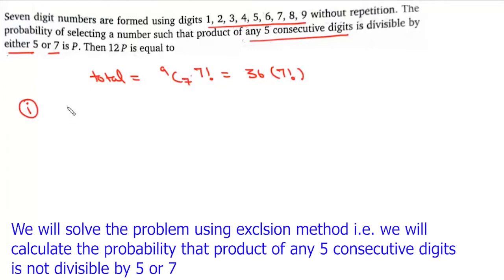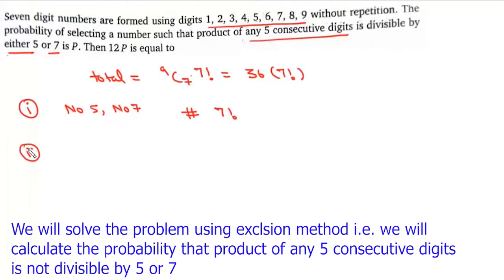Case 1, when we have not included 5 and we have not included 7 in the 7 numbers. So if we have not included 5 or 7, then we are left with 7 numbers. So in that case, the total number of numbers that can be formed is factorial 7, and all these numbers won't be divisible by either 5 or 7.